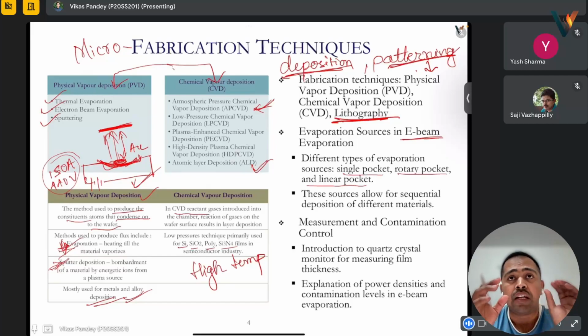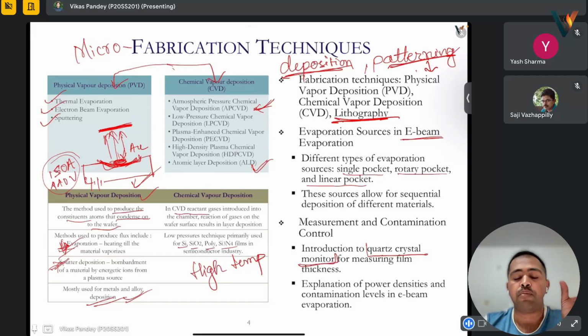How the thickness is measured in this case, that is done using quartz crystal monitor. There is a quartz crystal monitor on which this same material that is being deposited over our sample is also getting deposited over there, and the mass of it changes. As the mass changes, the oscillating frequency changes, and thus the film thickness is measured using this.